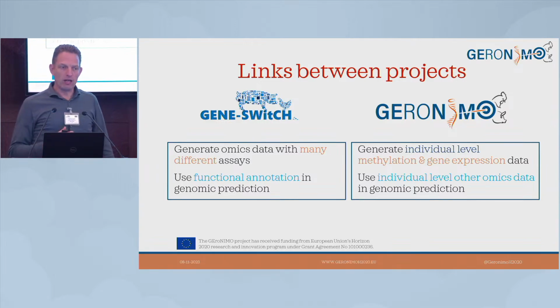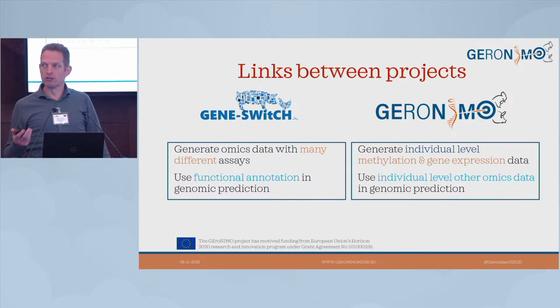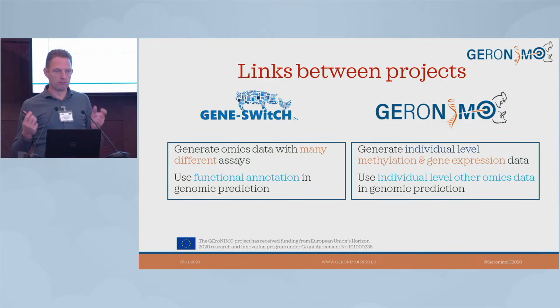So in GENE-SWitCH, as you've heard this morning and over the last few days, we've been generating a lot of assays that cover the entire genome of pigs and poultry, and that says something at a population level of how important certain regions of the genome are. Then in Work Package 4 of GENE-SWitCH, we worked on using those functional annotations in genomic prediction. In Geronimo, we don't look at this population-scale functional annotation, but we are going to generate individual methylation patterns. And then those methylation patterns and gene expression data we will use in genomic prediction models to try and improve that.